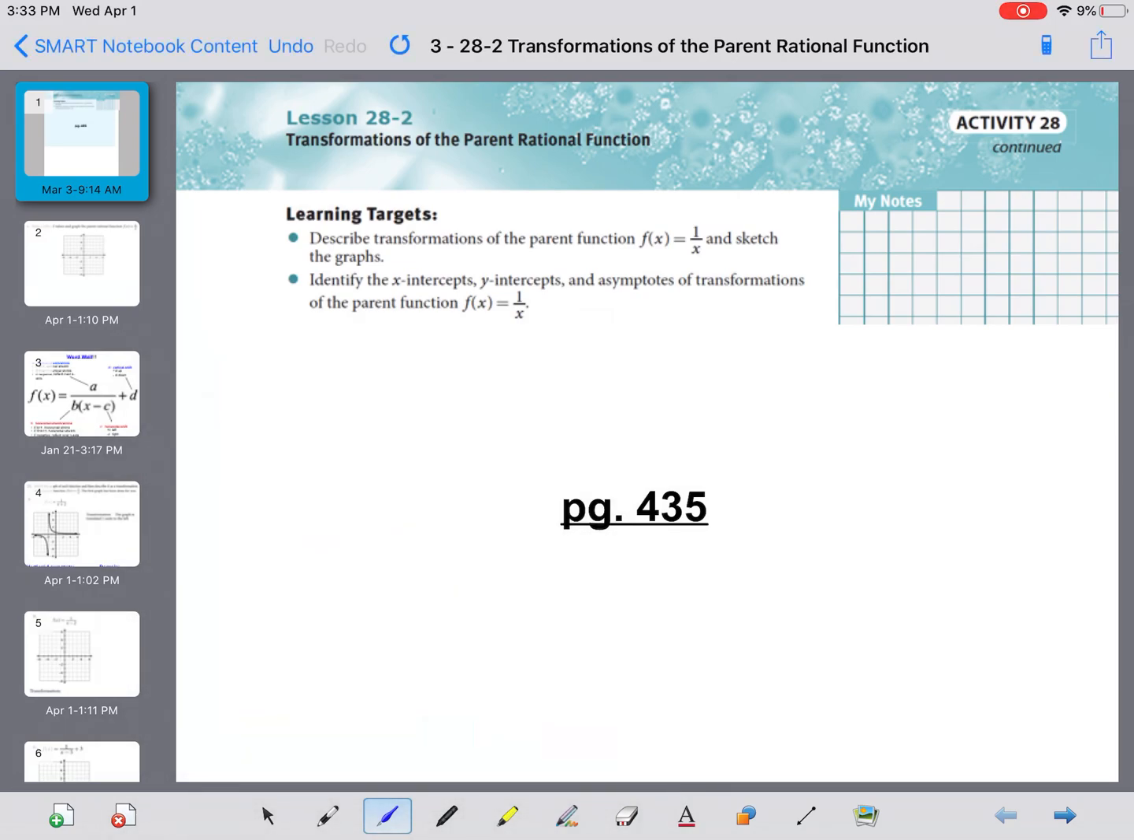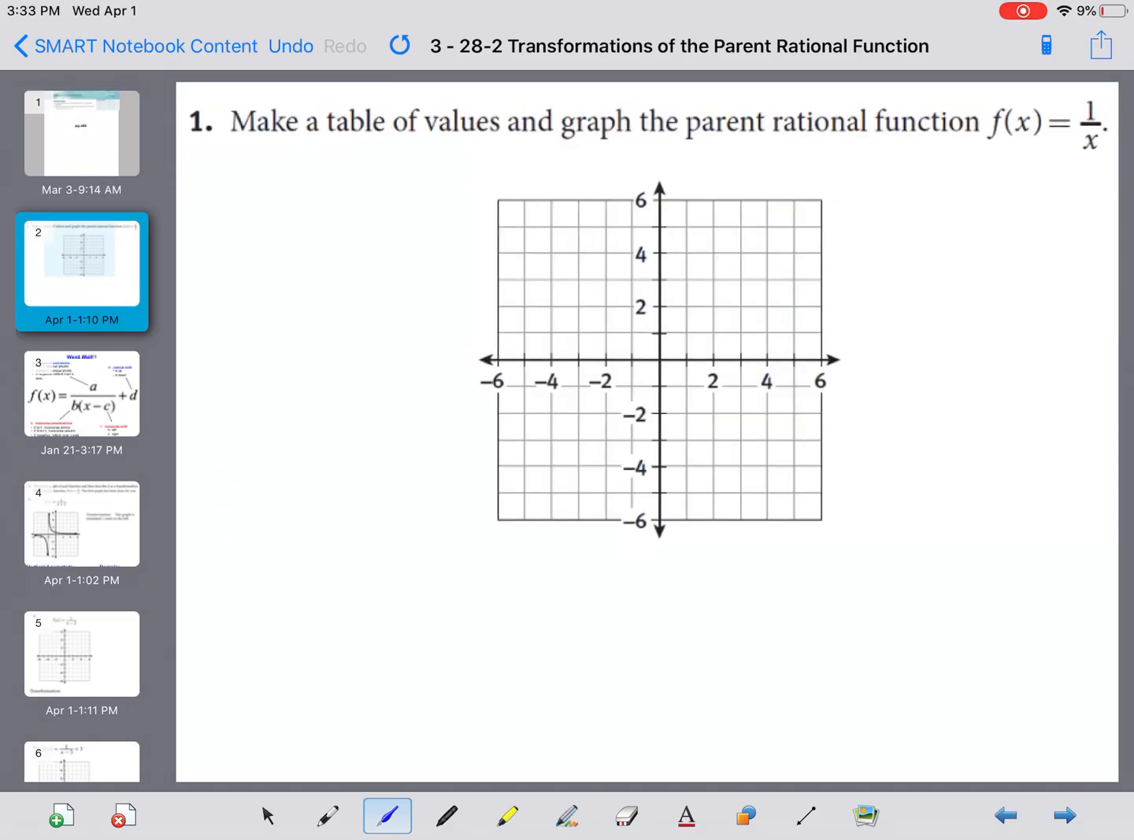So take a look at this one. This one's actually going to be a little shorter than the last one. We're on page 435 and we're going to do a little bit more graphing. Hopefully you had a chance to do the marble activity on Desmos and see how these graphs can move around. What we're going to do in this lesson is summarize those movements you saw in the marble activity, looking at the parent function as a rational function.